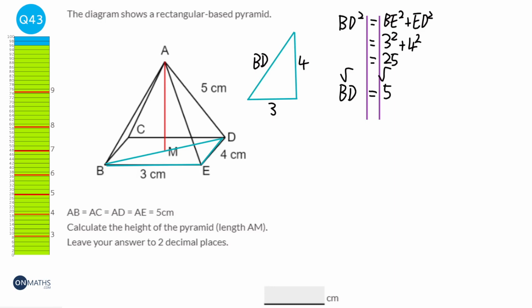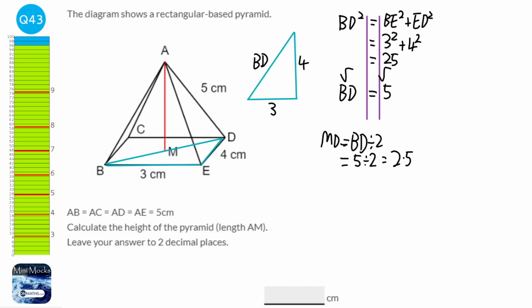Okay, we need to now work out what MD is, because we're looking for length AM. So MD is actually just going to be half of BD. So it's going to be half of 5, which is just going to be 2.5. The reason for that is that all of the lengths AB, AC, AD, AE, all of them are the same, so therefore point A will be exactly above the midpoint of the square, so M is obviously at the midpoint.